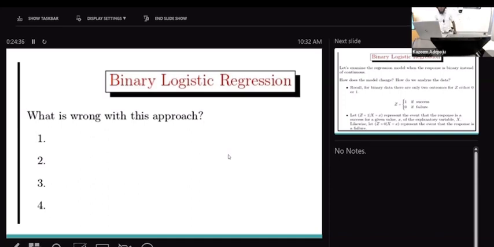Okay? Whether you fix the problem of normality or you fix the problem of heteroscedasticity, the fact still remains. You can never guarantee that the range of your probability value, the response, will be between 0 and 1. And that is the reason why fitting linear regression is problematic.